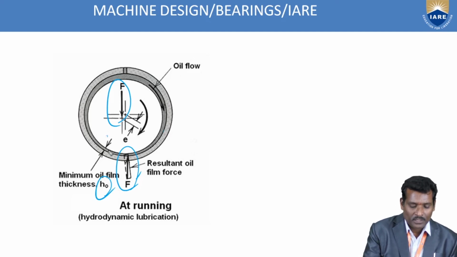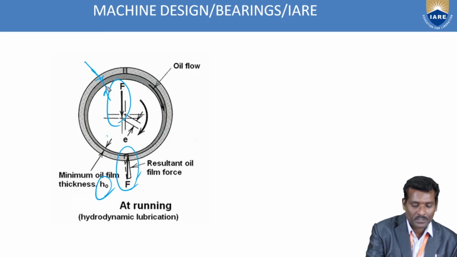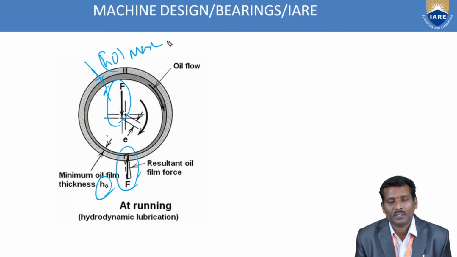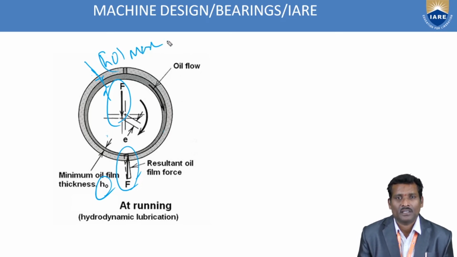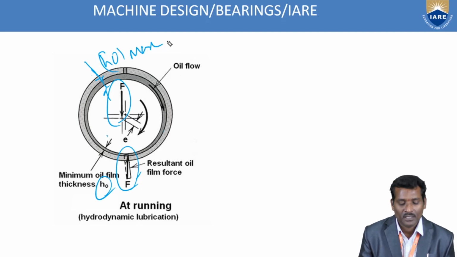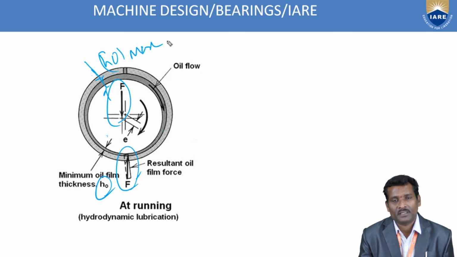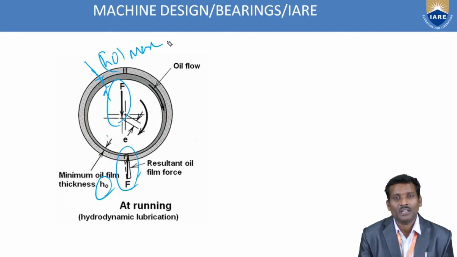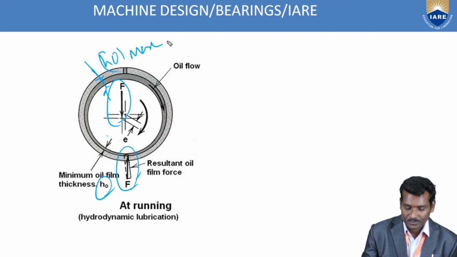Here you can observe the oil film thickness is very small when compared to here. So here the H naught is maximum. The maximum oil film thickness is possible. It means at this stage there is no metal to metal contact. Not at all does this metal to metal contact exist at this stage. Also at this stage we can observe the journal will float inside the bearing. Then only smooth running is possible, without any friction and wear loss.